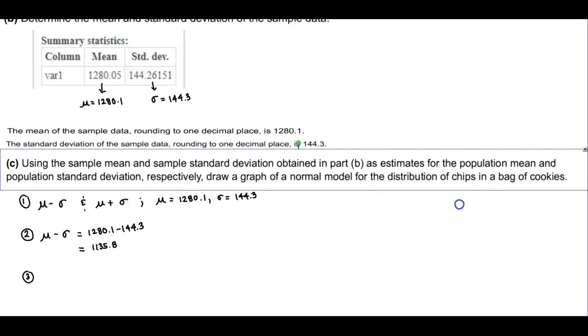And then number 3, we're going to take the mean and add the standard deviation. So it's going to be 1280.1 plus 144.3. When we add those together, we get 1424.4.